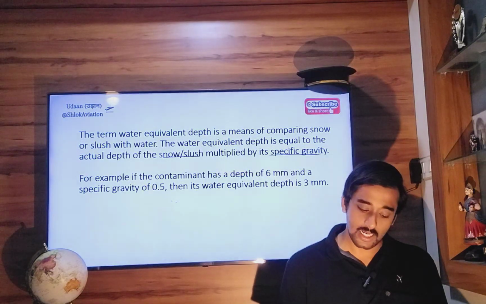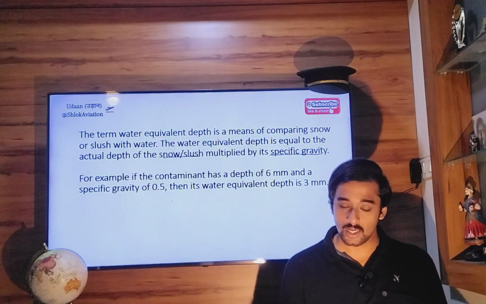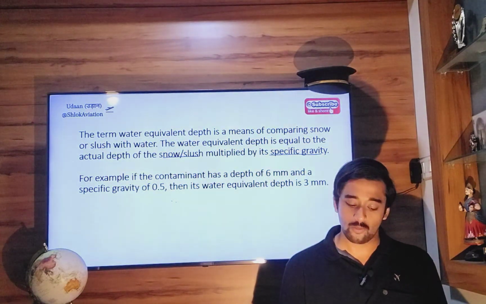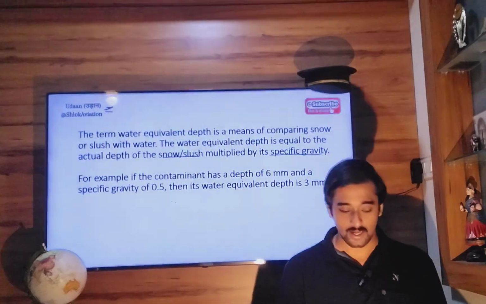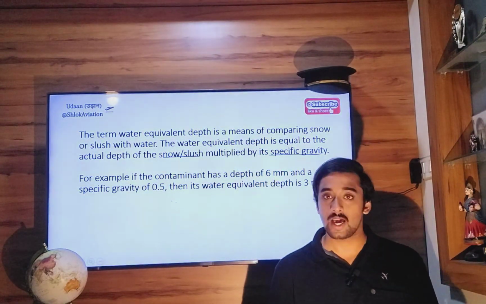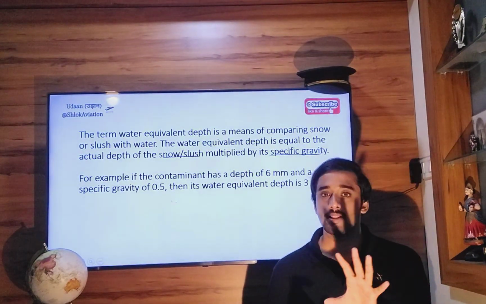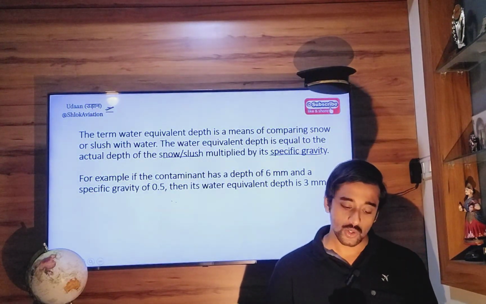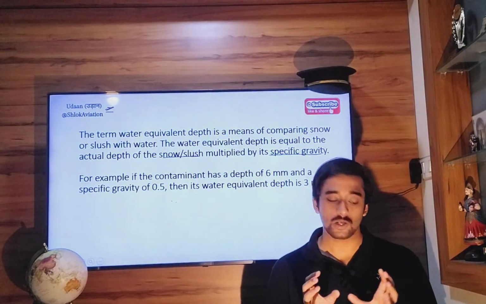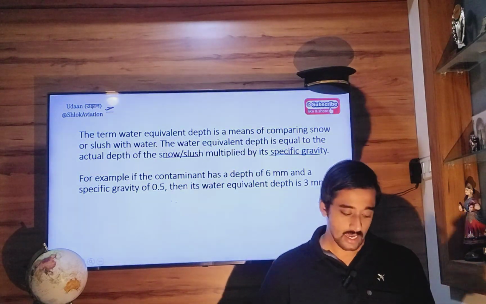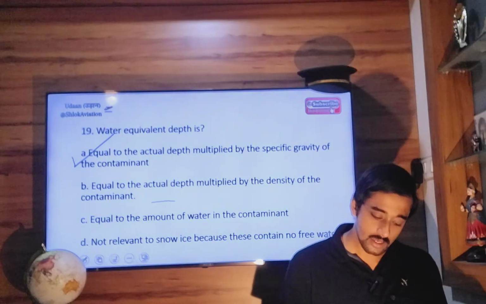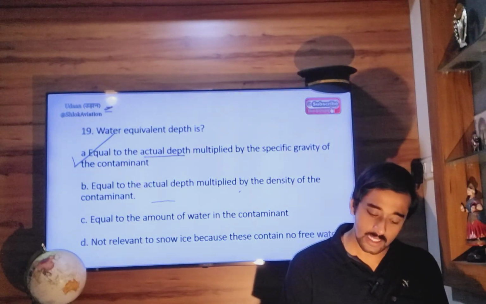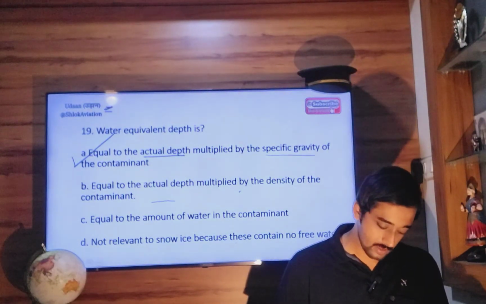For example, if the contaminant has a depth of 6 mm and a specific gravity of 0.5, its water equivalent will be 3 millimeter. So what is water equivalent depth if they ask you in any exam, SPL, ATPL, airline? It's a method of comparing snow or slush with water. Okay, and then remember the formula: actual depth multiplied by the specific gravity.